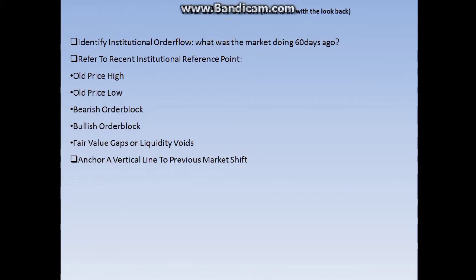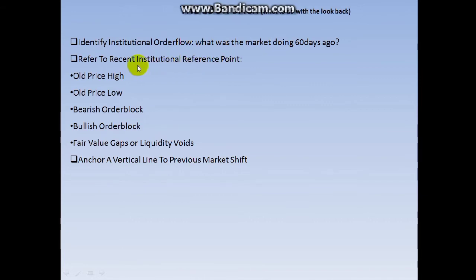The first thing we'll do with the look back is use it to identify institutional order flow. In this case we use the look back to identify what the market was doing in the last 60 days. What was the market doing 60 days ago? With the help of the look back data range, the IPDA data range, you're able to identify institutional order flow easily. Then we refer to institutional reference points.